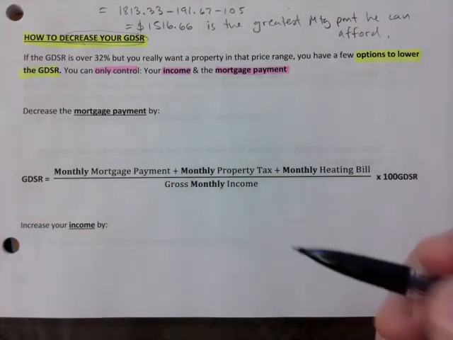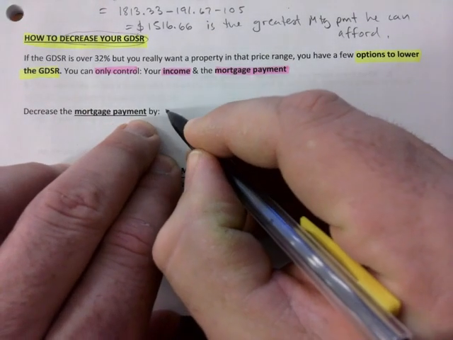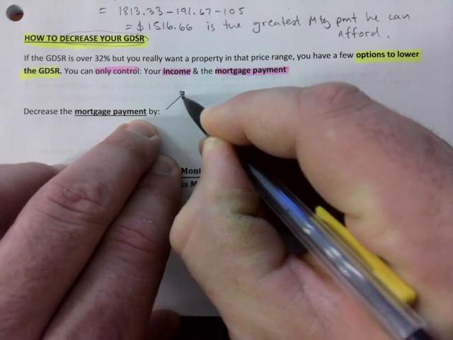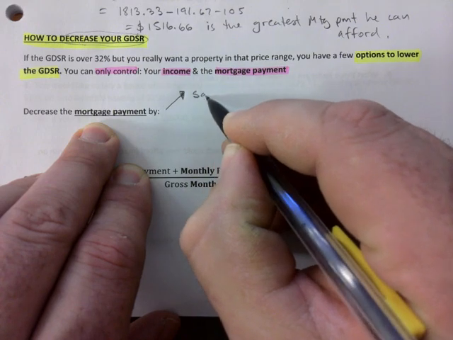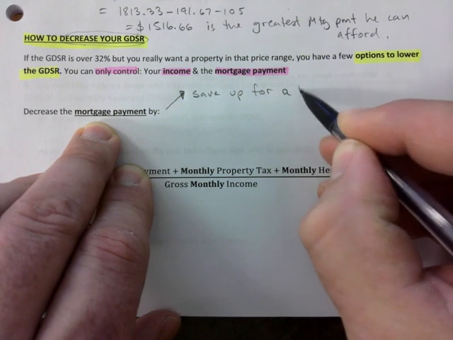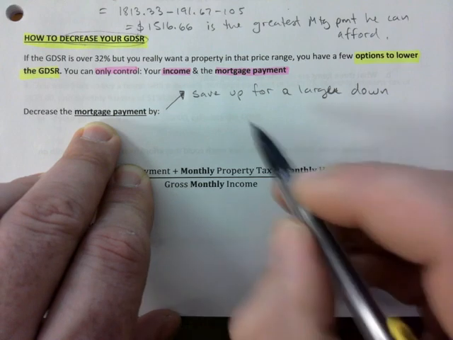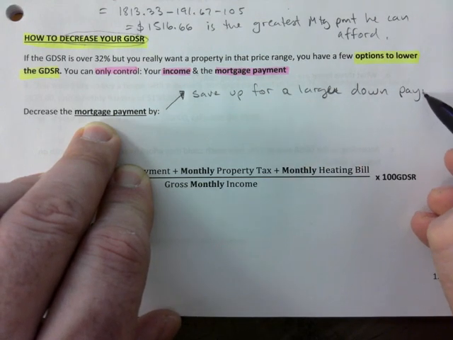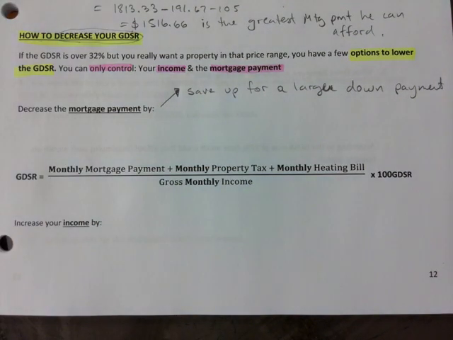So we can decrease the mortgage. I'm just going to check my notes here real quick. Yeah. To bring down your mortgage payment, you have: save up for a larger down payment. I hope that makes sense, right? If you save up for a larger down payment, there's less to be financed. So, hey, your mortgage payment is coming down.